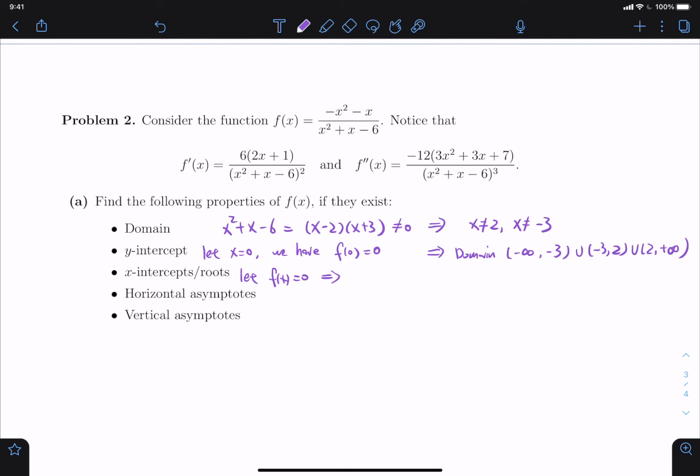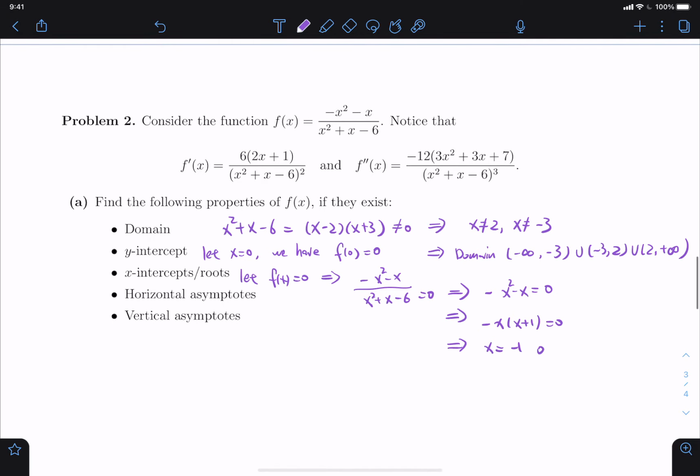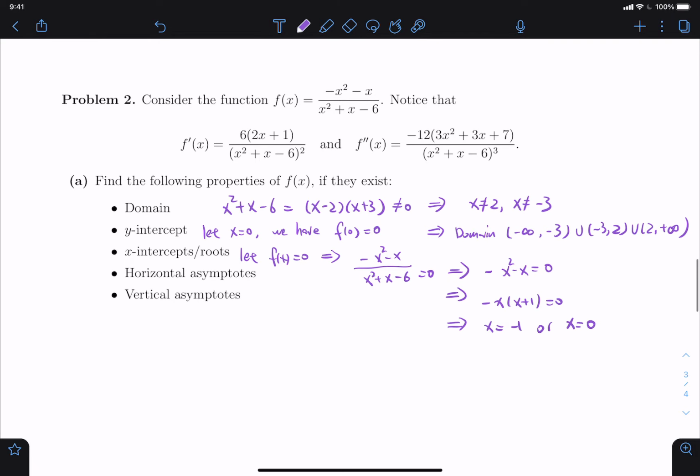And for the x-intercept, we let y equal to 0, so f of x is equal to 0, right? Which implies the numerator equal to 0, which is negative x squared minus x equal to 0. And then we have negative x times x plus 1 equal to 0. So we have x equal to negative 1, or x equal to 0, right? So it has two x-intercepts, that is negative 1 and 0.